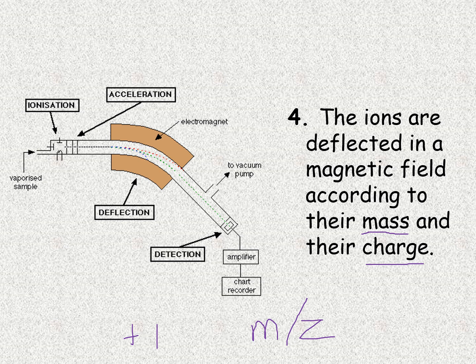And this all happens under vacuum, so we have a vacuum pump here that's pulling all of the air out of the mass spectrometer. And this is important because if there were any air molecules in there, they could collide with the ions and prevent them from getting through to the detector. So this all has to be done under vacuum.